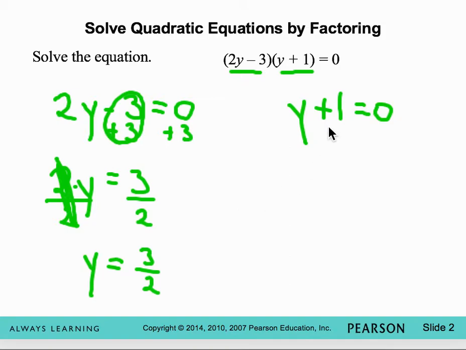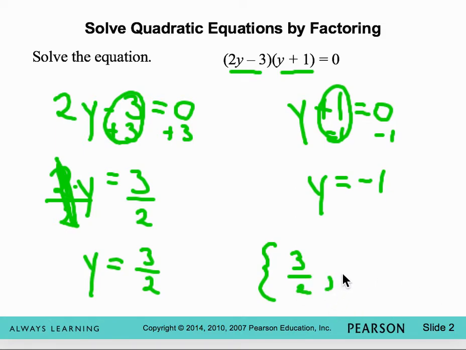Same thing over here. Now I solve this. I'm going to subtract 1 to get this y all by itself. y plus 0 is y, and 0 minus 1 is -1. So here's my solution, and we usually write them in brackets. So 3/2 and -1 are my two answers.